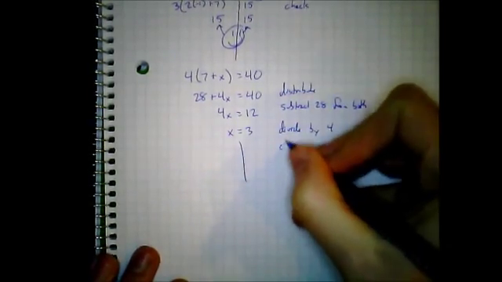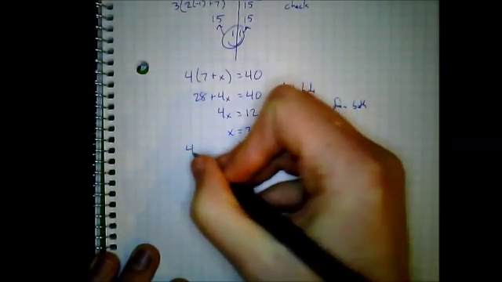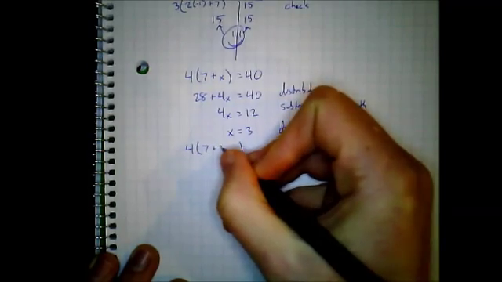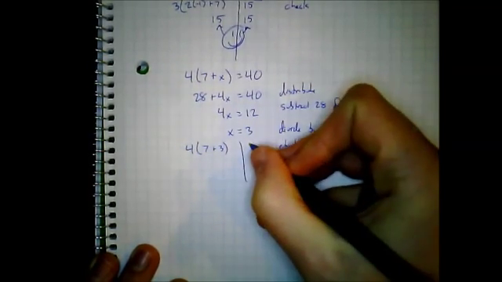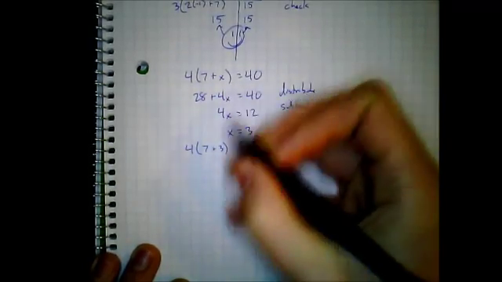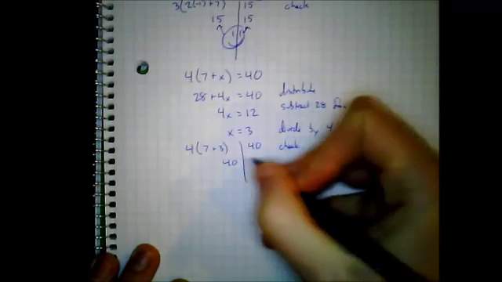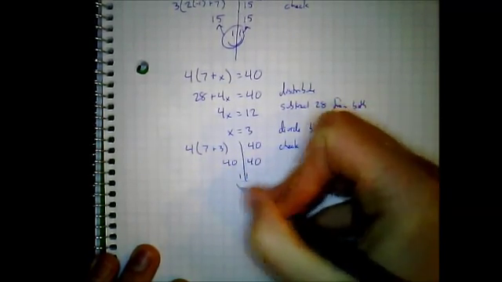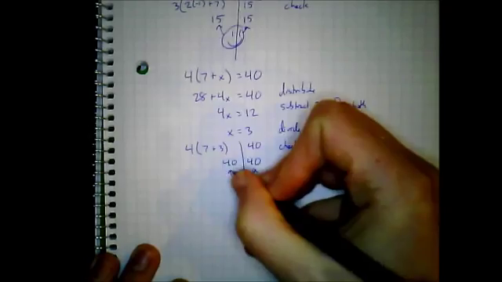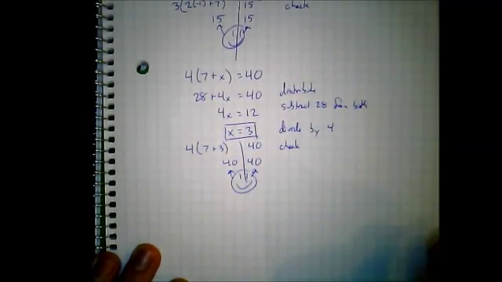Now we're going to check our work. So we're saying when x equals 3, this left expression, if I do 4 times 7 plus 3, I better get my right expression, which is 40. I'm substituting 3 in for my x. Okay, I know 7 plus 3 is 10. 4 times 10 is 40. And that's exactly what I wanted it to be, so we're very happy. So when x equals 3, both my left and right expression equal 40, so I know we did it right.